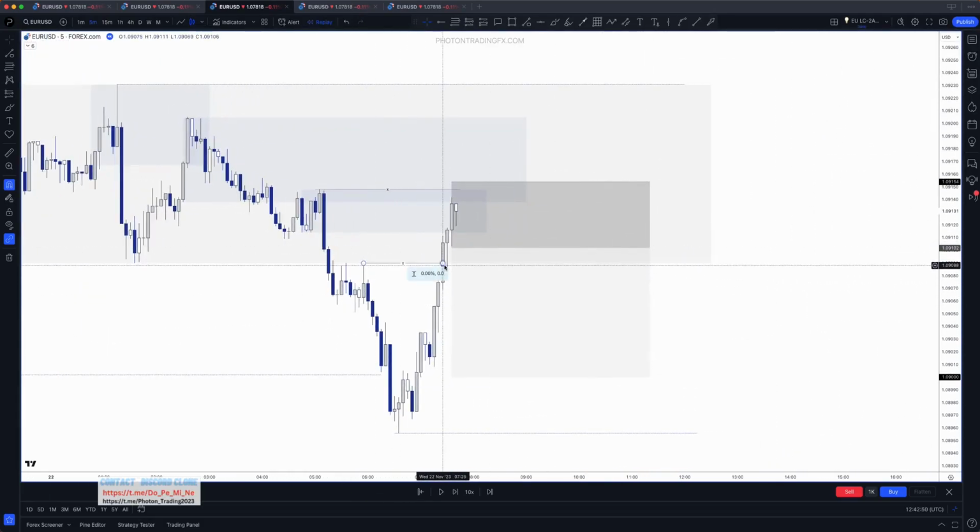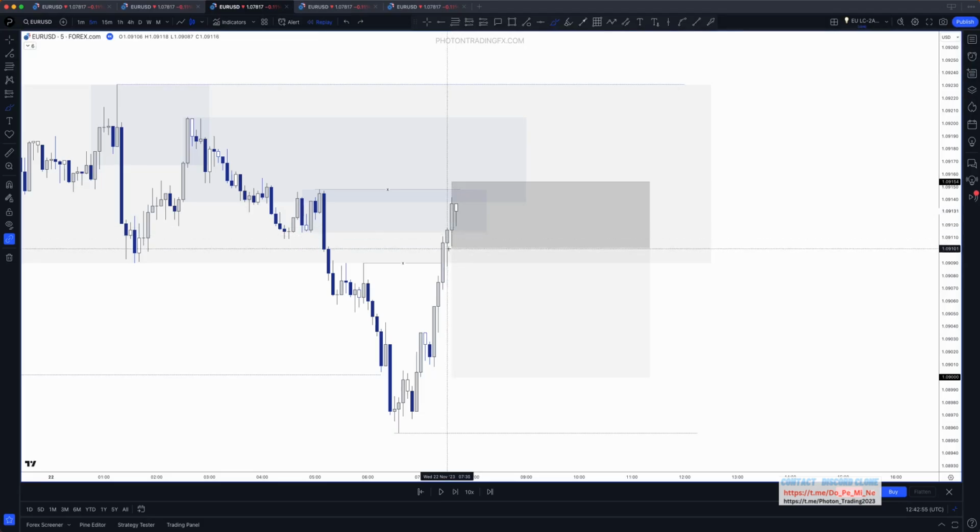This is where the lid liquidation occurred. We get our POI mitigation here. This would have been the first candle. We could put a sell stop below, but prices pushed up higher. So now we have our sell stop below here and whatever buffer you want to use.